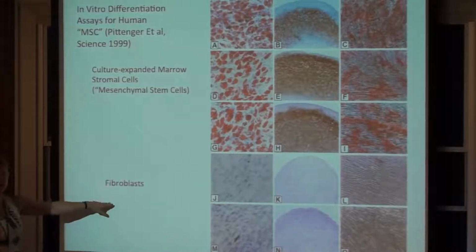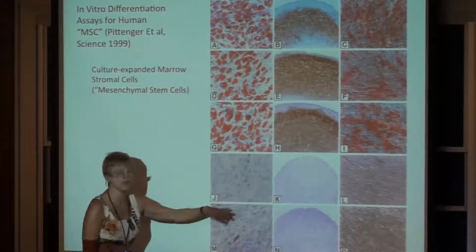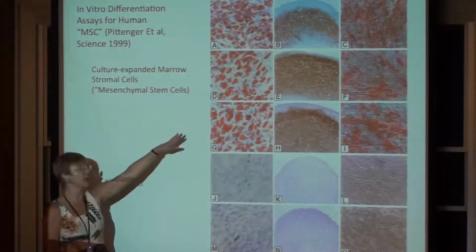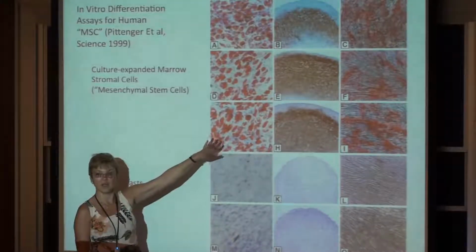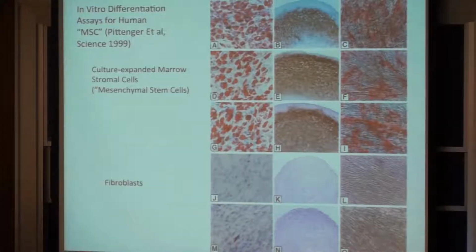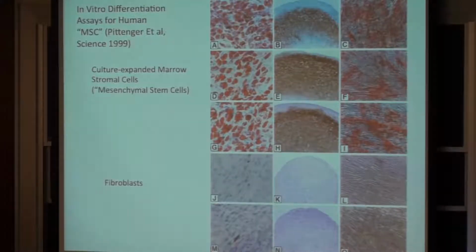You take fibroblasts from the skin and do all the same things, and you don't see differentiation. So clearly these had potential for these three things. So what did they do in this paper that was so important?